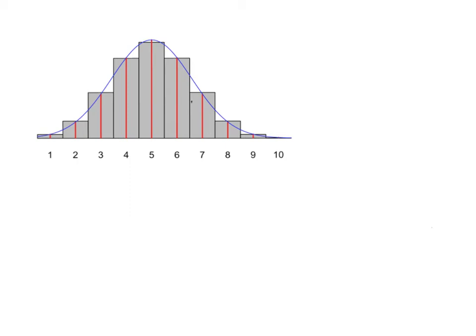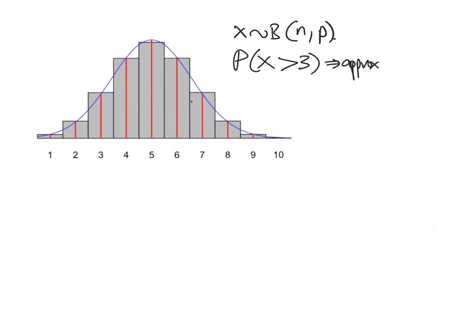Let's look at how and when do I use the continuity correction. First of all, let's say X is a binomial distribution with n and p, where n is the size of the population and p is the probability of success. And let's say I want to find, using binomial, the probability for X is greater than 3. In terms of normal distribution, I can approximate this.